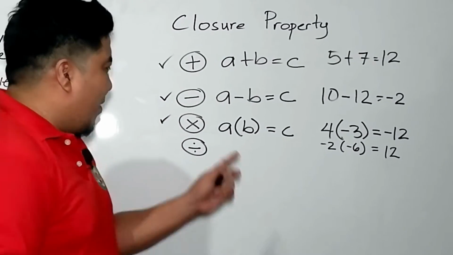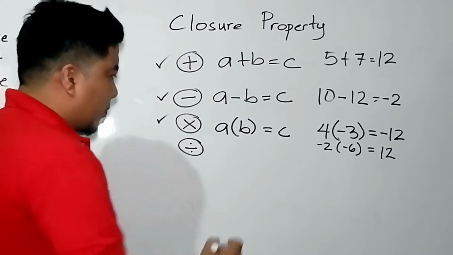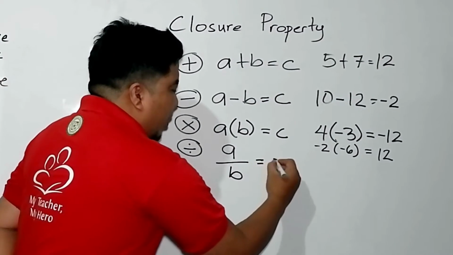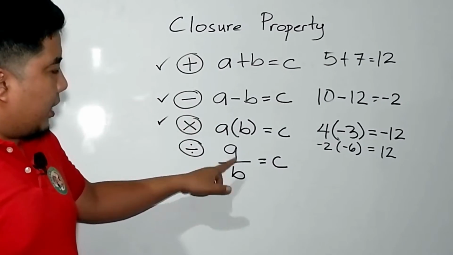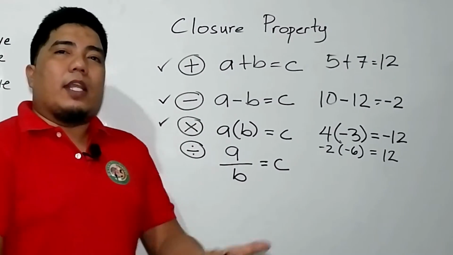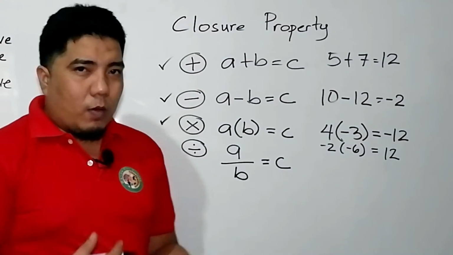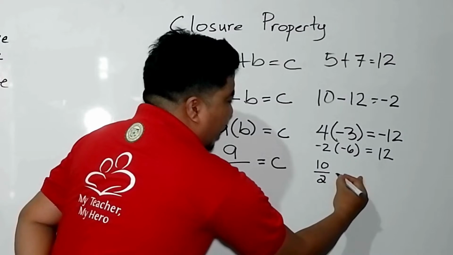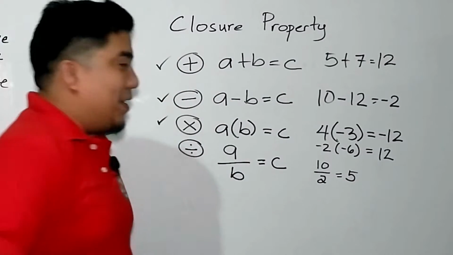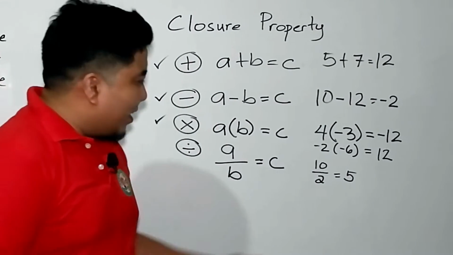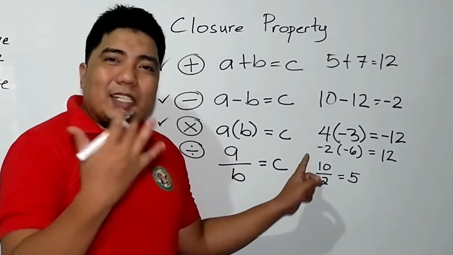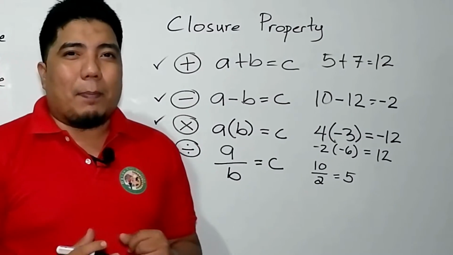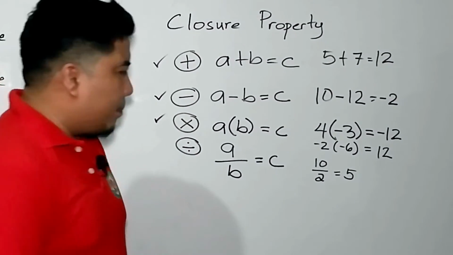Okay, easy, right? Now, let us go to division. It says that if A is divided by B, the answer is C. If an integer is divided by an integer, then the result will also be an integer. Now, let us try. We have 10 divided by 2. The answer is 5. It's correct. 10 is an integer, 2 is an integer, and 5 is also an integer. Then this can be applied.